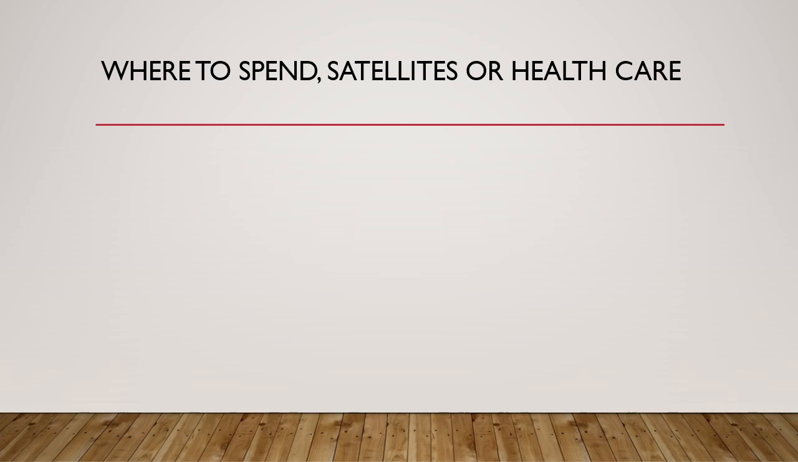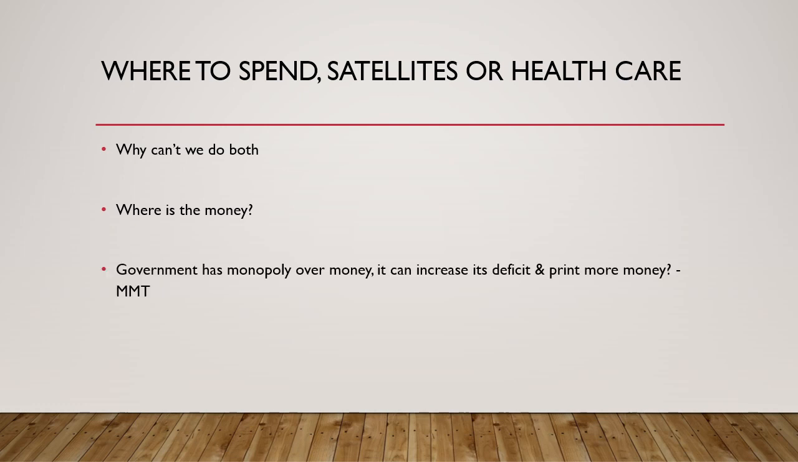So the question comes again: where should the government spend the money? Satellites or healthcare? Under MMT, I would say, why can't we do both? Since the government can increase the fiscal deficit and print money, why can't it do both? And here's the answer. Where is the money? It's right here. Government has a monopoly over it. It can increase the fiscal deficit, print more money, and that's what MMT says.